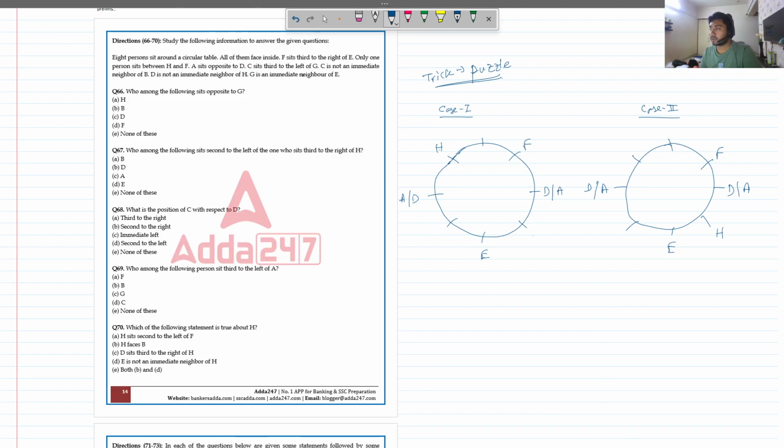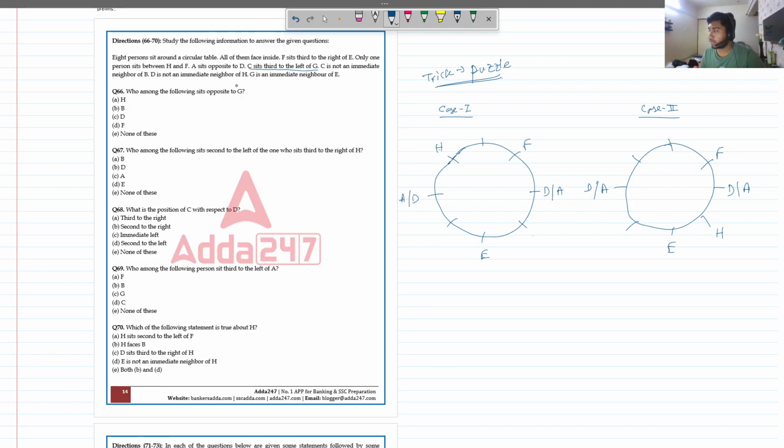C sits third to the left of G. C sits third to the left of G. Okay, we haven't got any G over here. We cannot put this. I will come back to this later. C is not an immediate neighbor of B. Okay. C is not an immediate neighbor of B. Okay, we'll come back to this later again.